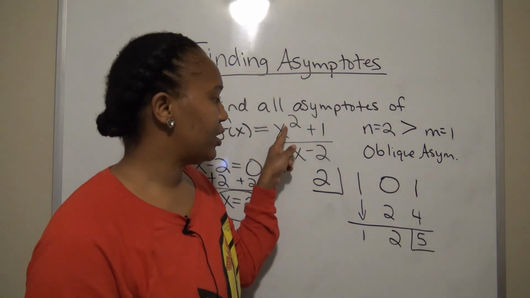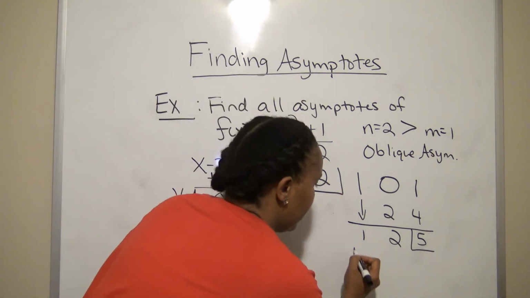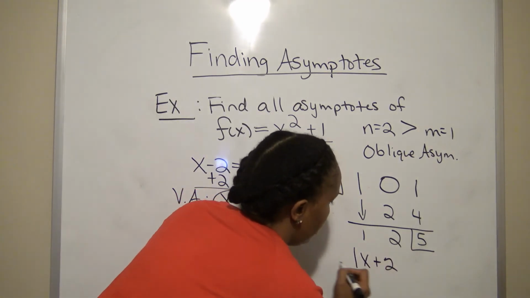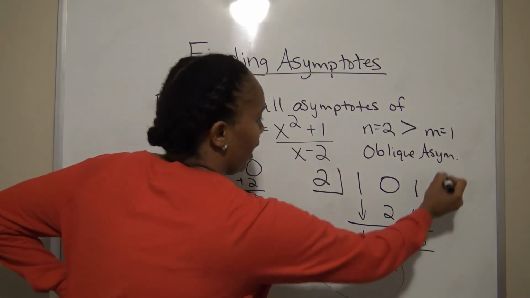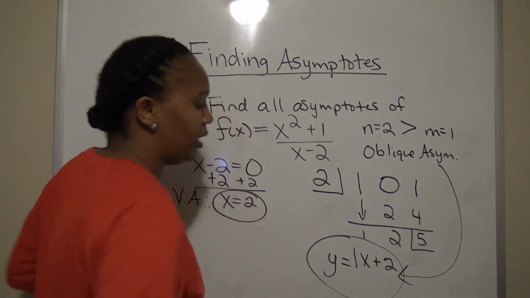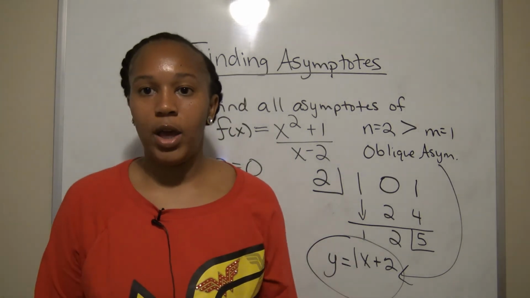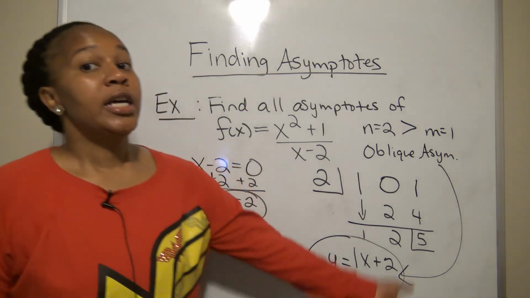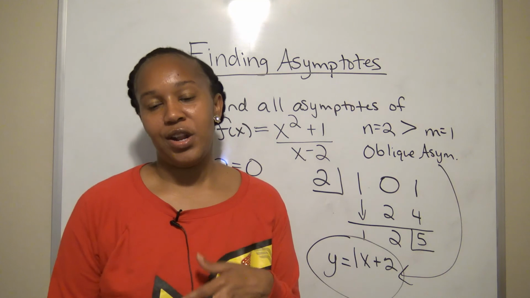Since this was a second degree polynomial, the result would be a first degree. This will say 1x plus 2. And then I would say y equals that. And so this would be my oblique asymptote. I have an oblique asymptote at 1x plus 2. And I don't have to write the 1. I could just say at y equal x plus 2. So this is how you find all of your asymptotes, your vertical, horizontal, and oblique asymptotes.